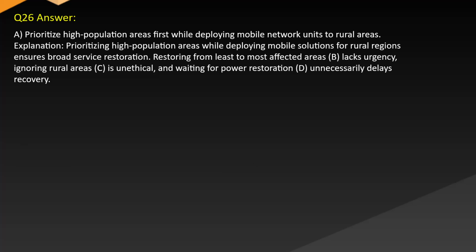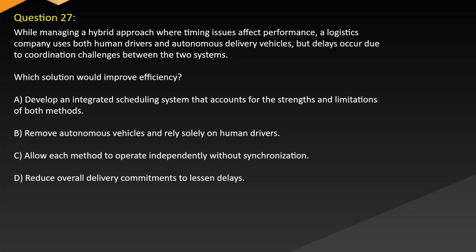Answer A. Prioritize high population areas first while deploying mobile network units to rural areas. Explanation: prioritizing high population areas while deploying mobile solutions for rural regions ensures broad service restoration. Restoring from least to most affected areas, B, lacks urgency, ignoring rural areas. C. Is unethical, and waiting for power restoration, D, unnecessarily delays recovery.